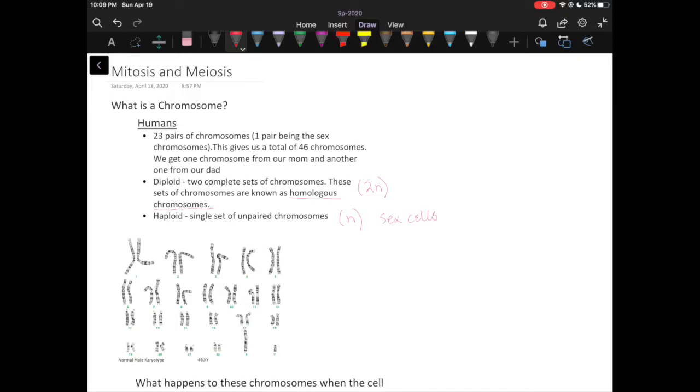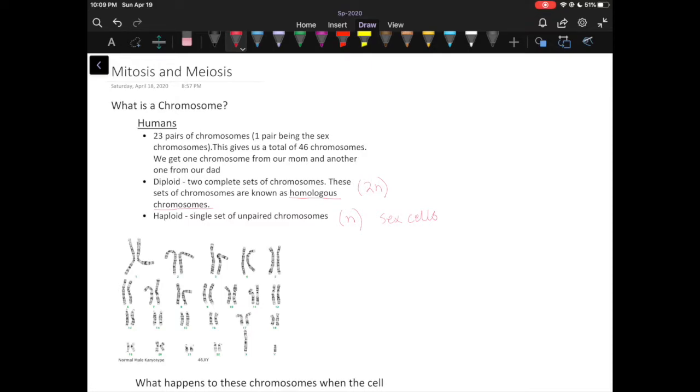And haploid cells in humans are going to be our sex cells. For male, it's going to be the sperm, and for the female, it's going to be the egg. In haploid cells, we're only going to have 23 chromosomes, and just N. But for diploid, it's going to be 2 times 23, giving us 46 total chromosomes.